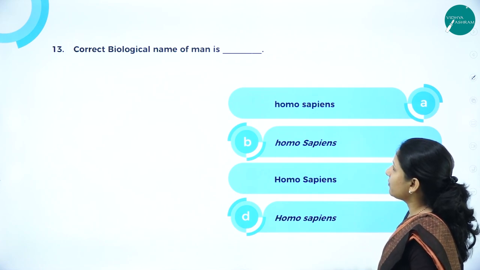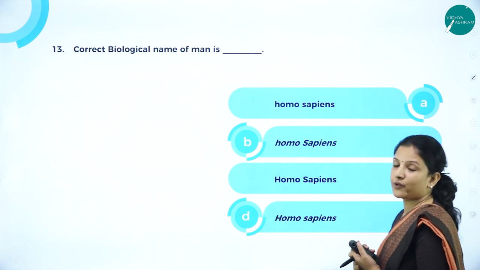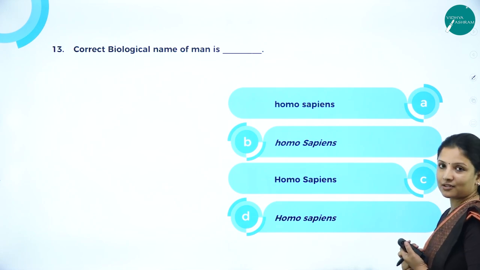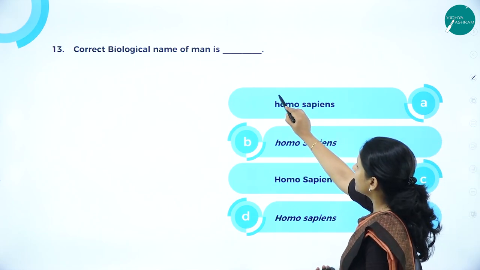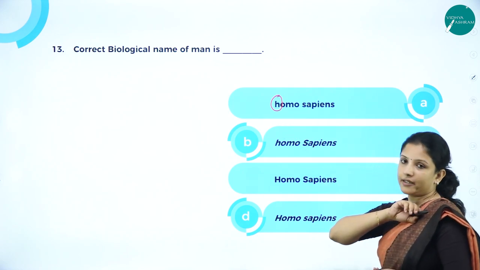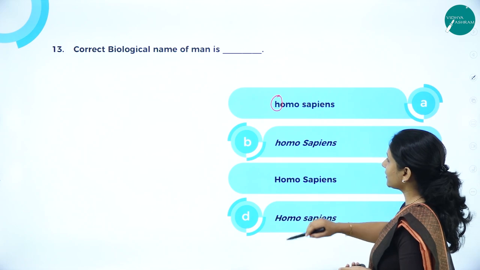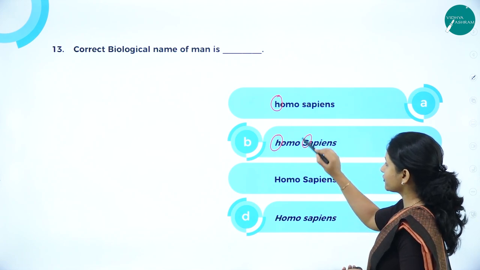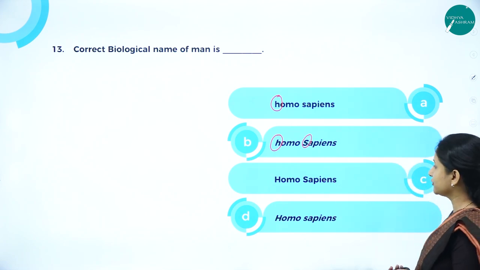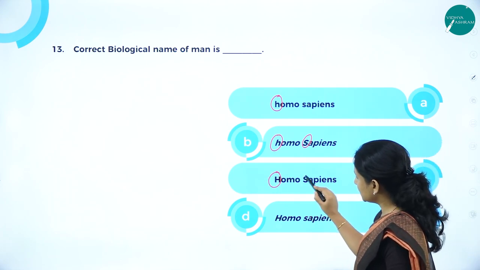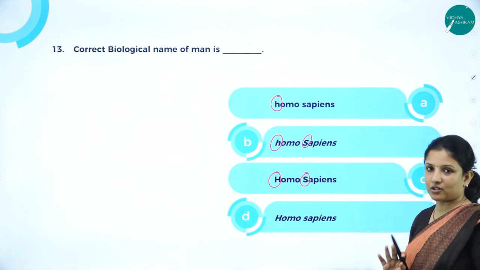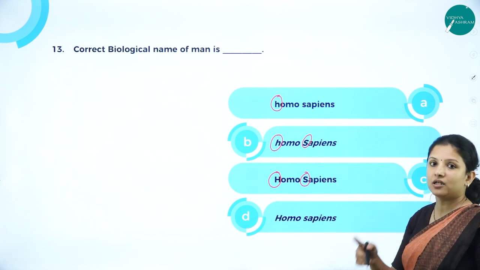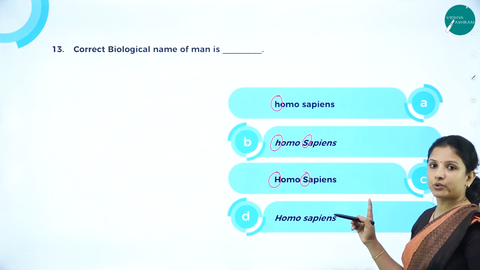Next, the correct biological name of man is. Now, if you remember in the previous session, we had learnt about binomial nomenclature, the rules, how to write a name, right? So, we have to guess here what is the correct word. Is this correct? No. Why? Because the genus should always start with a capital letter, but here it is starting with a small letter. Is this correct? No. Why? The genus should start with a capital letter and the specific epithet should start with a small letter, but here it is a capital letter. This is also wrong. And here, genus is correct, it is starting with a capital letter. But the specific epithet is also starting with a capital letter, which is wrong because the specific epithet should start with a small letter.